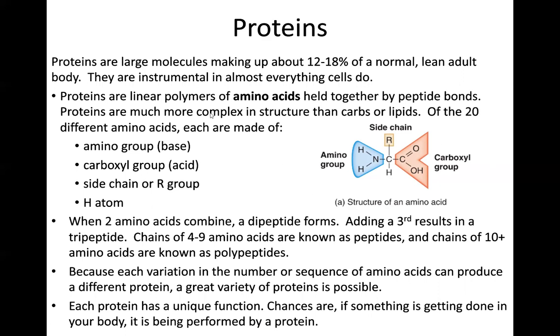Proteins are linear polymers. They're long chains of what we call amino acids. Here's what an amino acid looks like. They're bonded together by what we call peptide bonds.